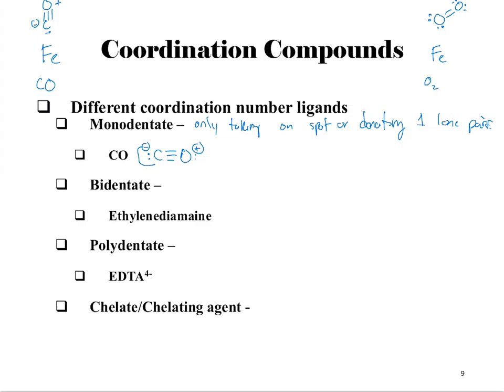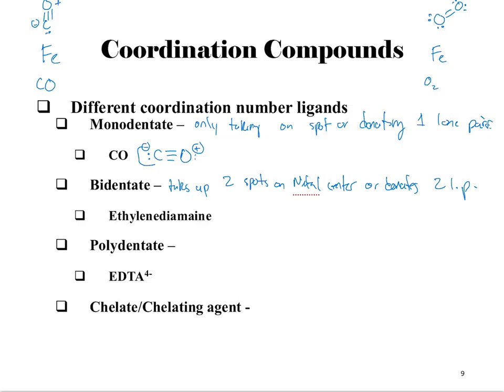What do you guys think a bidentate ligand is? Takes up 2 spots. Yeah, this is going to take up 2 spots on your metal center, right? So this is going to take up 2 spots on the metal center, or donating how many lone pairs? Yeah, it should donate 2 lone pairs to your metal center.